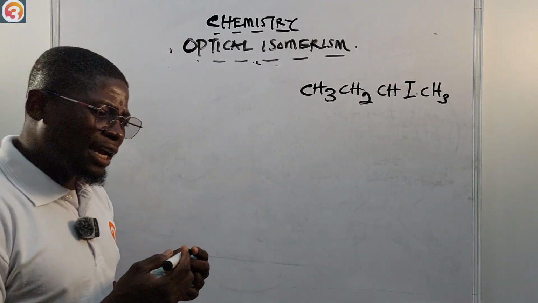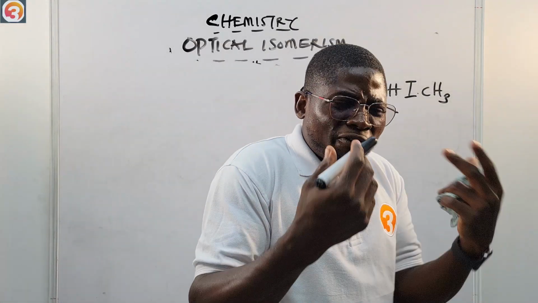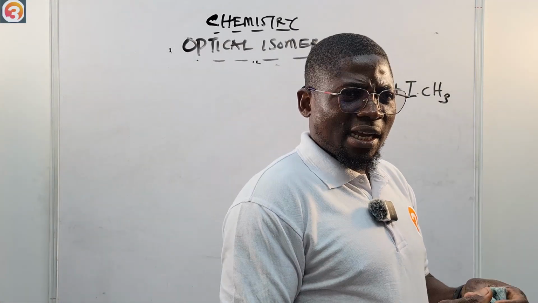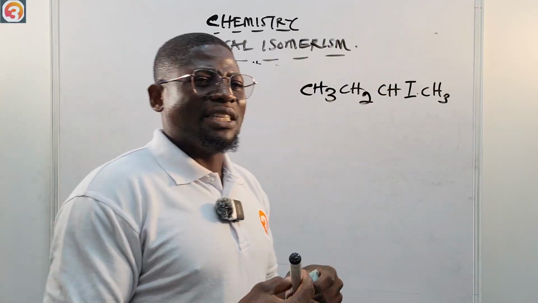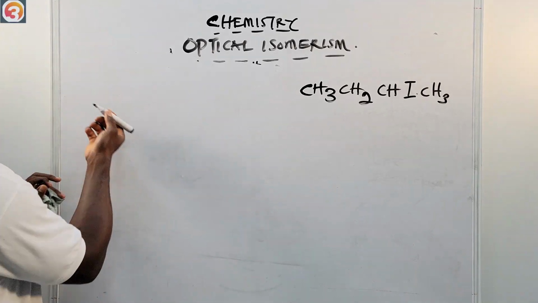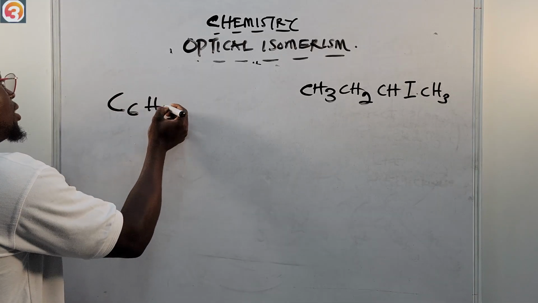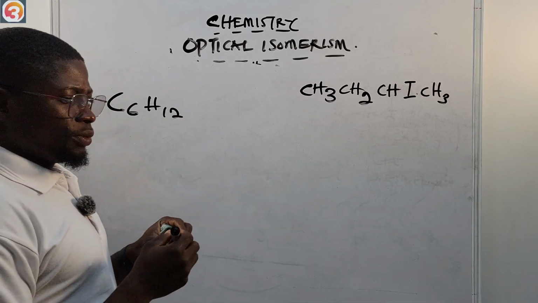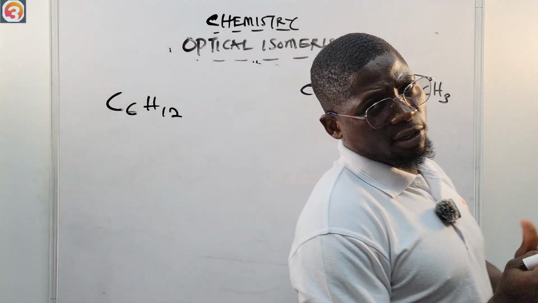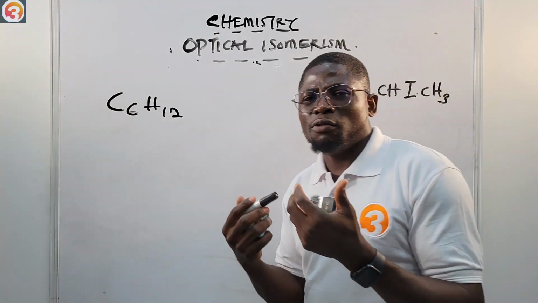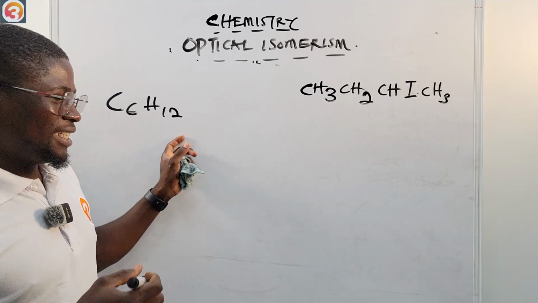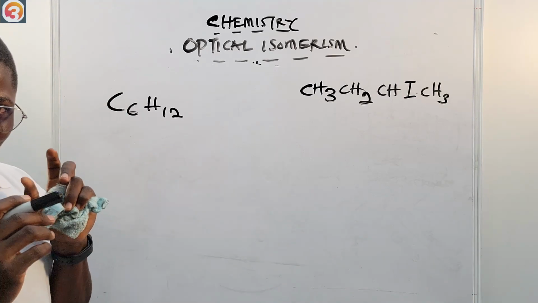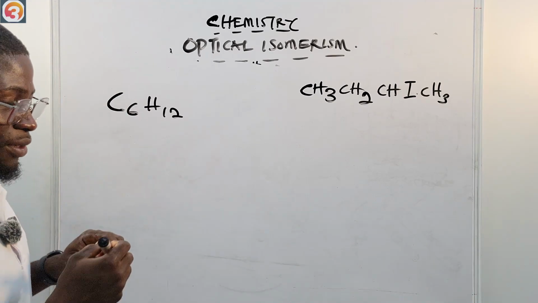So some other times you will be given the formula of a molecule and be asked to tell if it's optically active or not. Let's see an example. Let's say we're given C6H12. To do this is very easy also. The first assumption you have to make is that it has a central carbon atom.